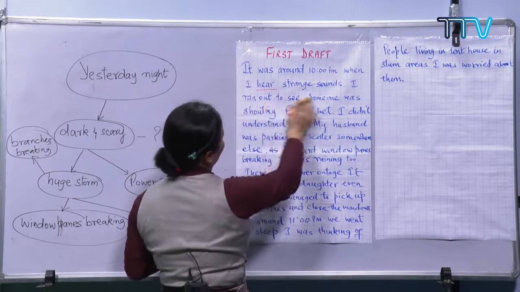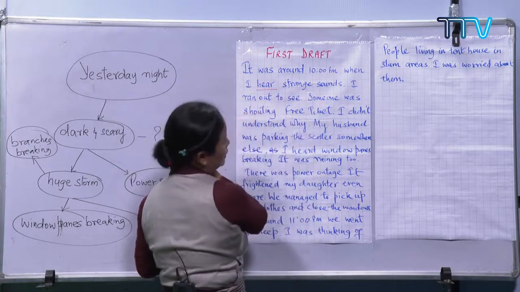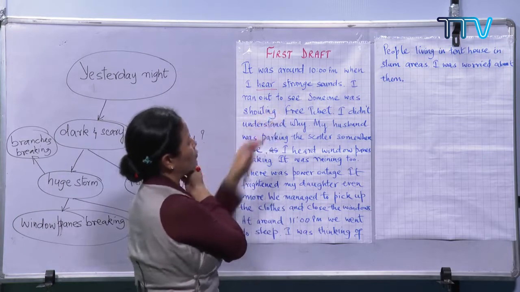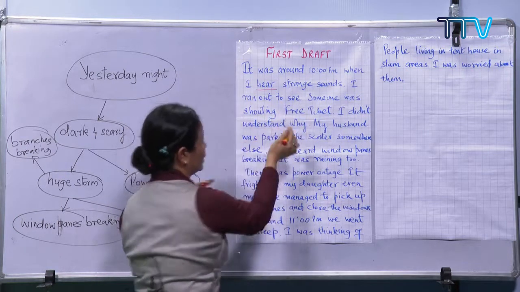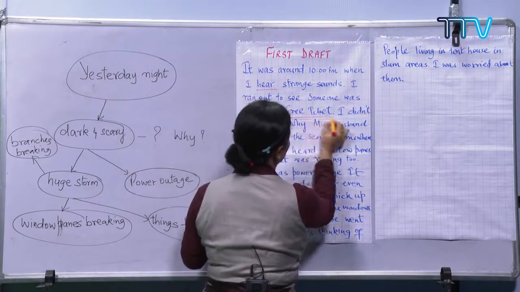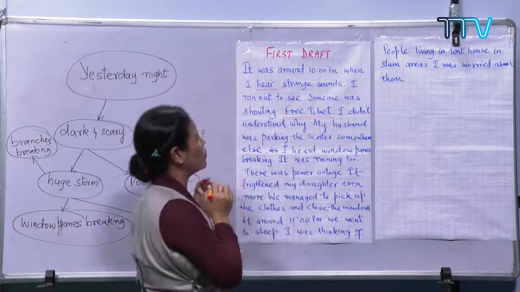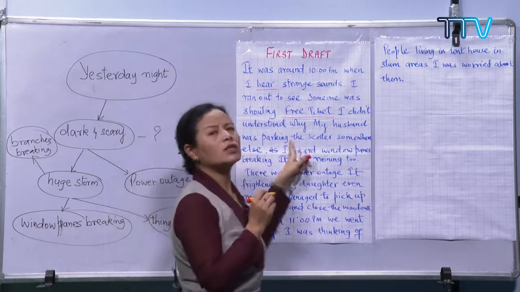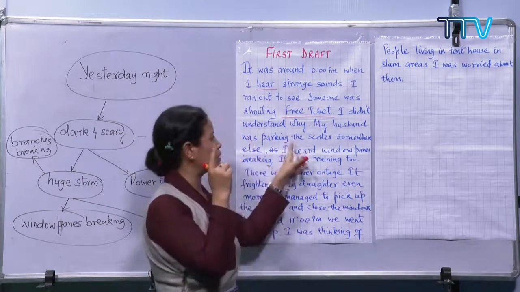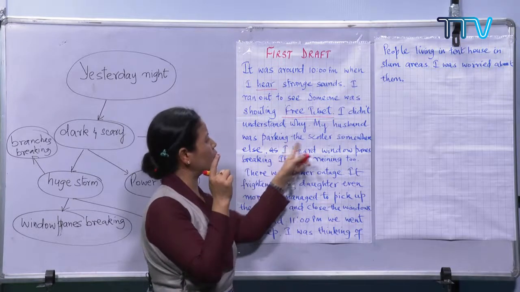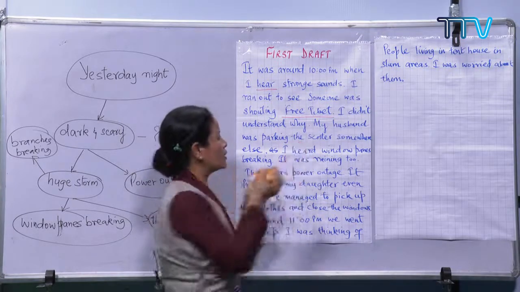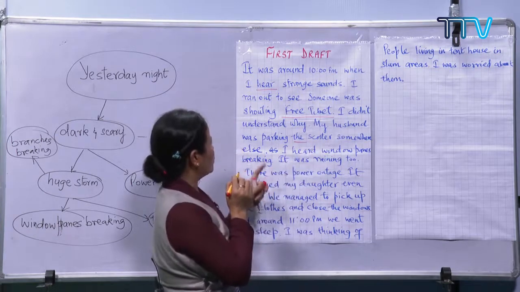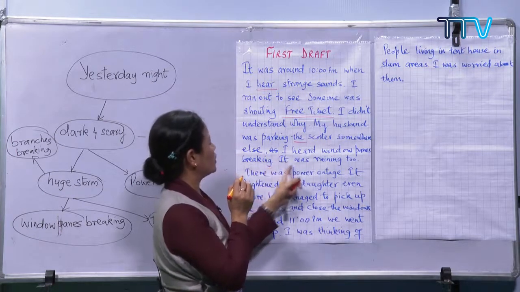I ran out to see. Someone was shouting free Tibet. So what can we do? This part also needs some sort of changes. I didn't understand why. My husband was parking the scooter somewhere else. Which scooter? We can look at the use of article as well. My husband was parking the scooter. So there's a definite article used here. I heard window panes breaking. It was raining too.